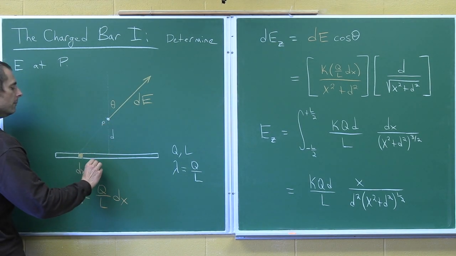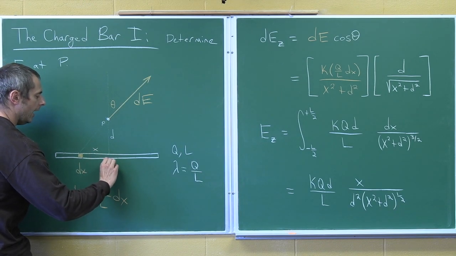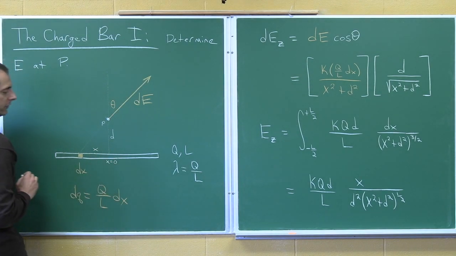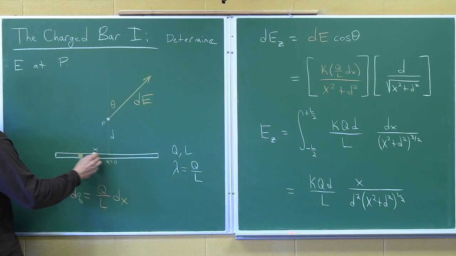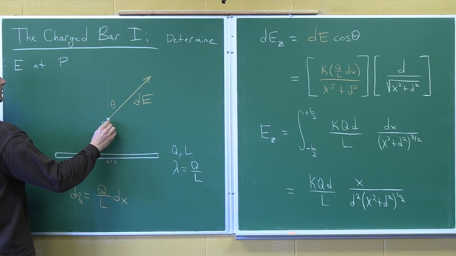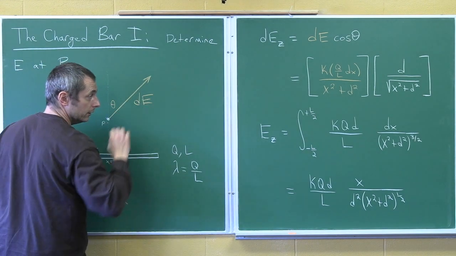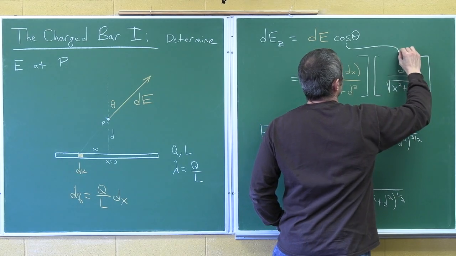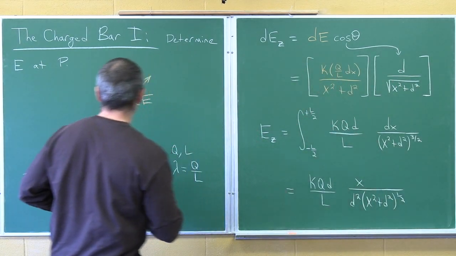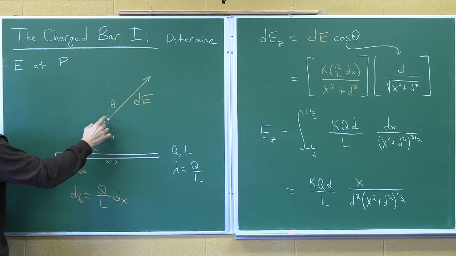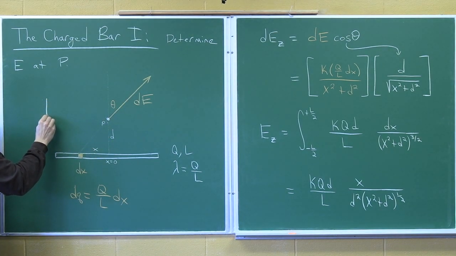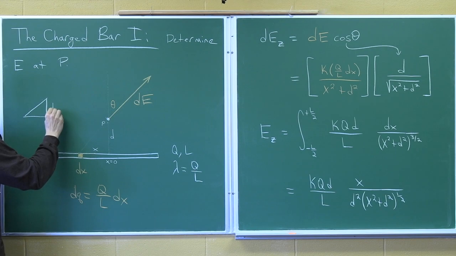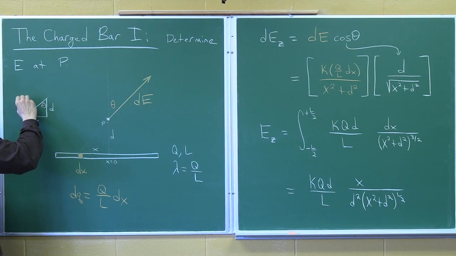We can find that by using the Pythagorean theorem. This is x if we define the middle as x equals 0. So this is x squared plus d squared equals r squared. Okay? Now, the cosine, I can replace that by realizing that right here, I've got a triangle. And I'll draw it a little smaller so it doesn't clutter up my diagram. d, x, theta, theta, so theta's right there. And this is the square root of these two squared.